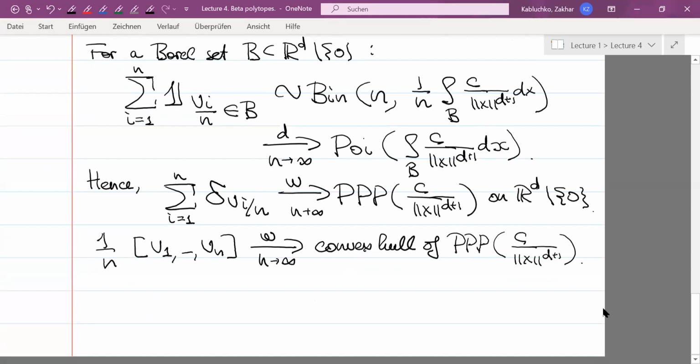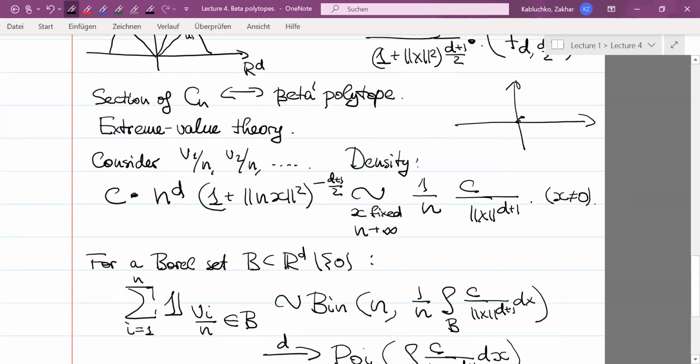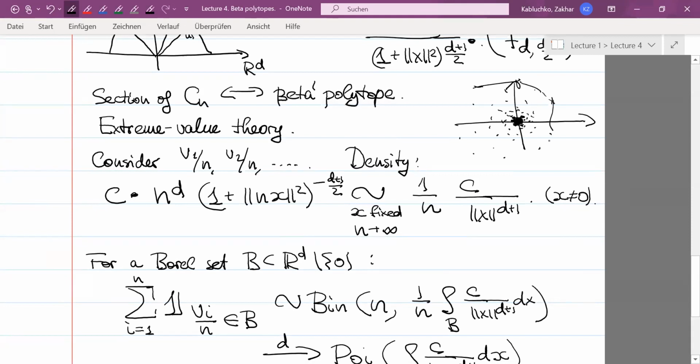And now the convex hull of this Poisson point process looks as follows. We have here an intensity 1 over the norm of x to the power d plus 1. It decays as x goes to infinity, and it increases as x goes to 0, which means that there are many points near 0. So in fact, 0 is an accumulation point. Here we have infinitely many points. And then the density decreases, and one can show that there is a point with maximal distance to 0. So at some point we stop, right? There is a maximal distance to 0, and so we have a well-defined convex hull here. And this is the limit of the beta prime polytope.